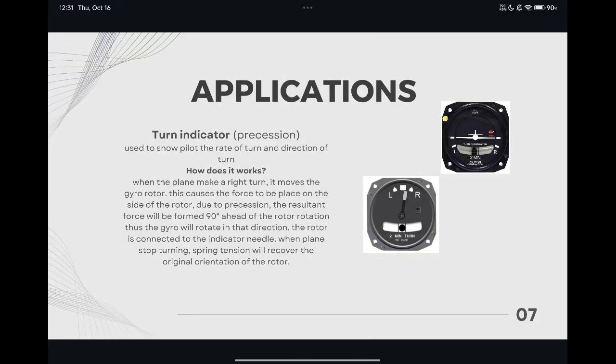Due to precession, the resultant force is formed 90 degrees ahead of the rotor rotation. This affects the rotor to rotate in the direction. The rotor is connected directly to the turn indicator needle. After the plane finishes the turn, spring tension will recover the orientation of the rotor.